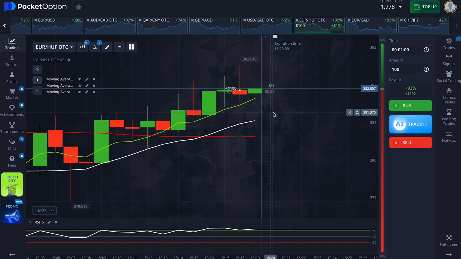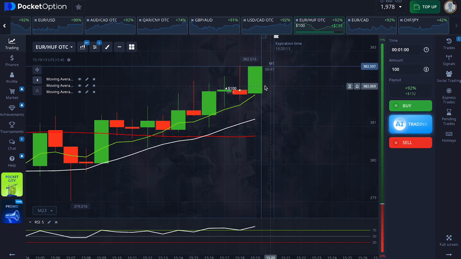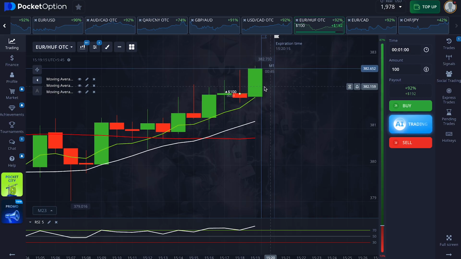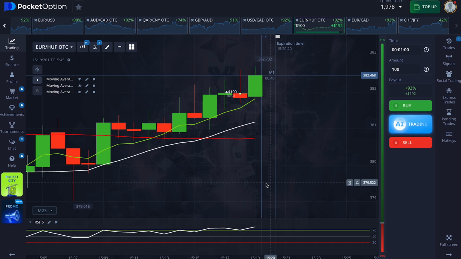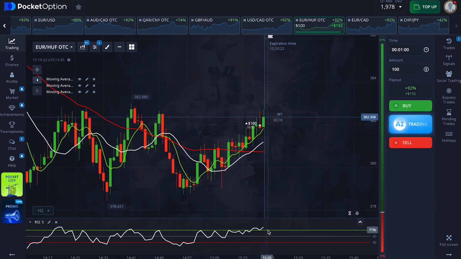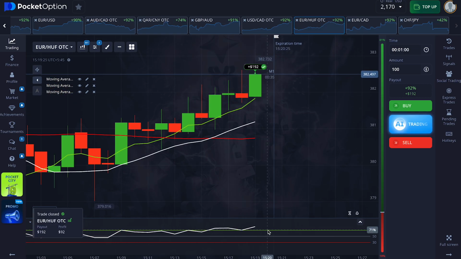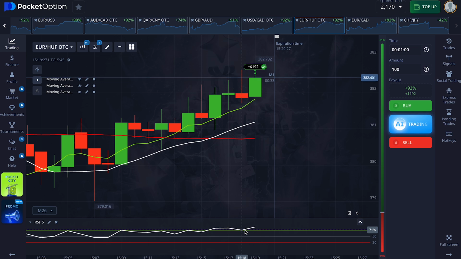Okay, my internet was a bit slow, that's why the market was paused for a second, and I think we got another profit here. And make sure that you always look at the RSI as well. This is also one of the main indicators in this strategy.